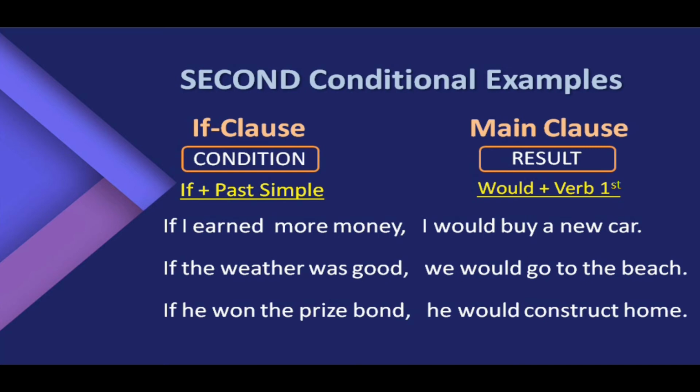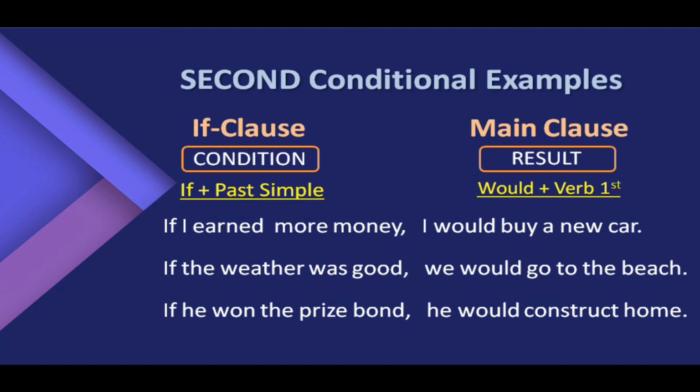If he won the prize bond, he would construct home. Here, in the first part of the sentence, we have the condition. The condition is that if he won the prize bond. And the second part is called the result part. In the result part, he would construct home. It means if the condition meets, the result happens. So the complete sentence is that if he won the prize bond, he would construct home.